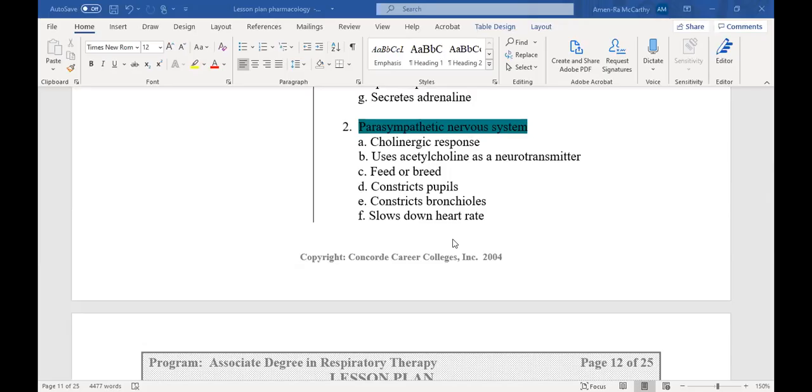Okay, I need an antagonist to acetylcholine, because if acetylcholine is causing my bronchioles to constrict, then I need to find a drug that will stand in front of it and block acetylcholine. So if I'm having a cholinergic response, I need something that's an anticholinergic. Okay, I need an anticholinergic drug, so it will stop that. Okay, everybody understand that? You got me now, Kayla? Yes. All right.